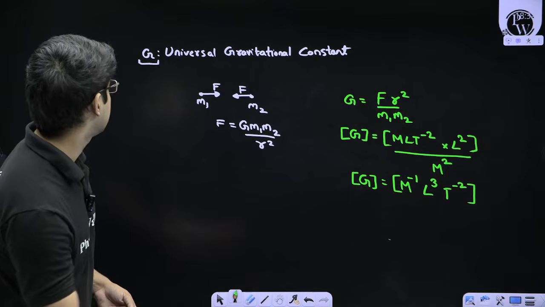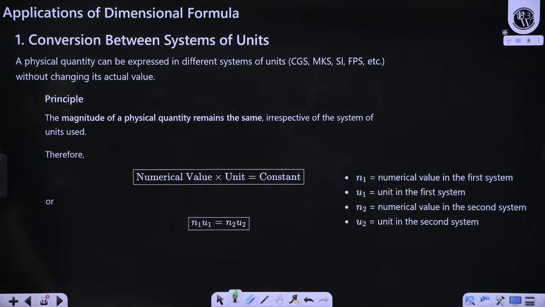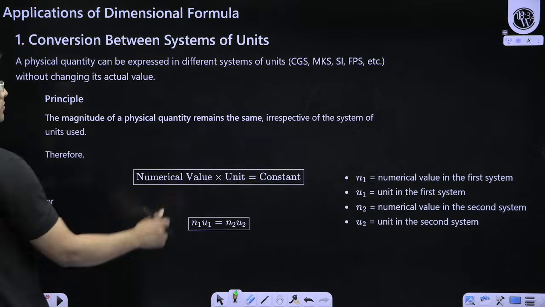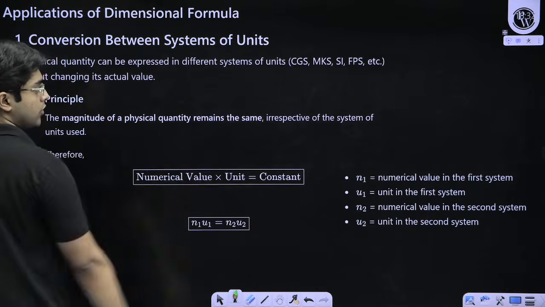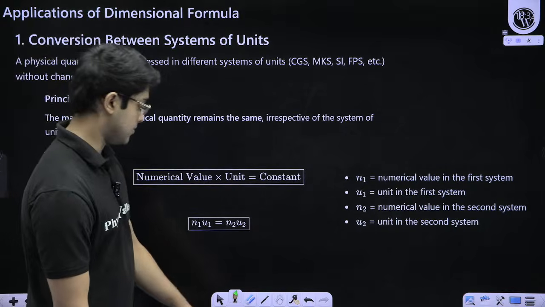Now we will use the dimensional formula to do some stuff. First, we will learn how to convert units, how to jump from one unit system to another unit system.